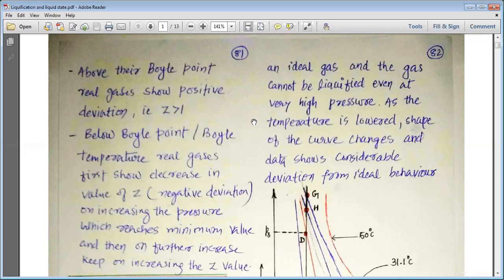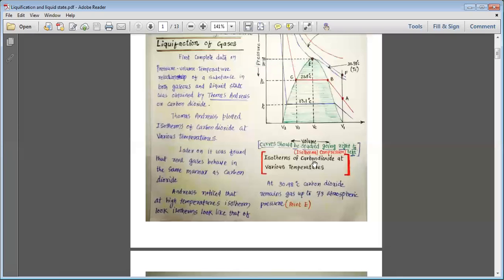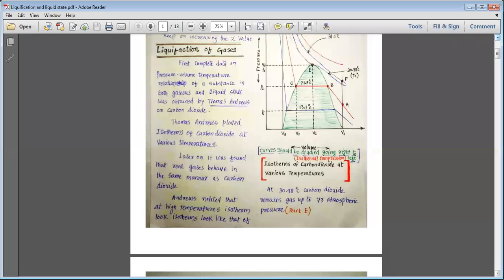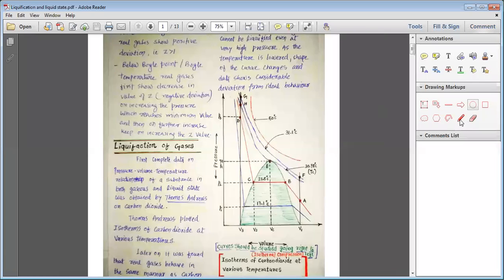We have even seen that when we liquefy the gas below critical temperature, all gases can be easily liquefied. This liquefaction of gas is possible only under critical temperature. So for all the temperatures below critical temperature, you can see that the gas can be easily liquefied, and we get a dome like shape here.